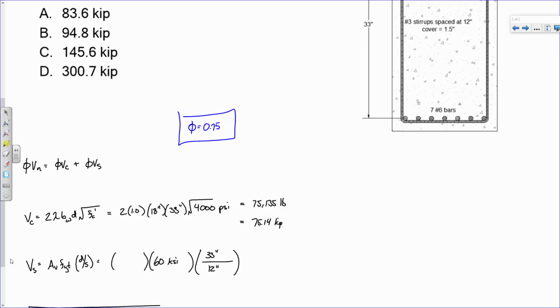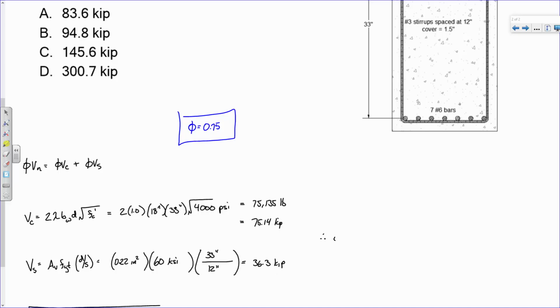What value do I use for Av? 0.22. Because if I samurai sword or lightsaber through the middle of the beam, how many bars am I cutting through? 1, 2. So 0.22 square inches. And so, what does that come out to be? 36.3. 36.3 kips. Do I have a second on that? That's a beam that's rather lightly reinforced, I would say.